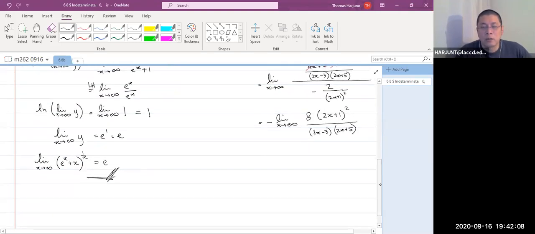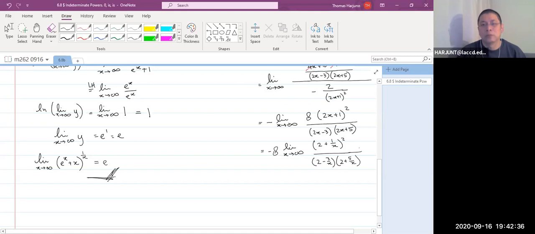Then from here, you get infinity over infinity again, right? So you can do L'Hopital's rule if you like, but I don't think that's what I will do. What I will do instead is divide by x squared on the top and divide by x squared at the bottom. So I get (2 plus 1 over x) squared over (2 minus 3 over x)(2 plus 5 over x), which will give us negative 8 times 2 squared over 2 squared. It's negative 8.